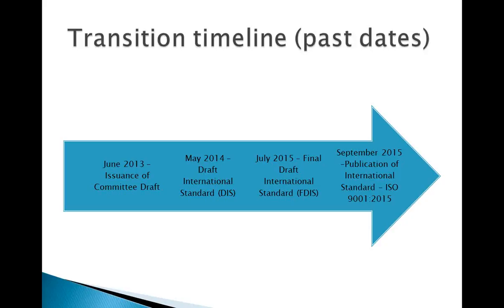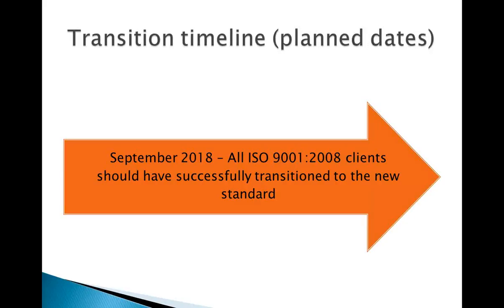But that, of course, changed as we saw the final draft standard, which was published in July of last year. Now, the final draft standard represented roughly 98% or perhaps even more of what we saw in the actual standard, which was published a short couple of months later in September. So the official standard as we have it now was published in September of 2015. That leaves one critical date yet to come, and that is September of 2018, and that is when all ISO 9001-2008 clients will need to have completed their transition to the new standard, because ISO 9001-2008 will cease to be a relevant standard, and it will be a footnote.